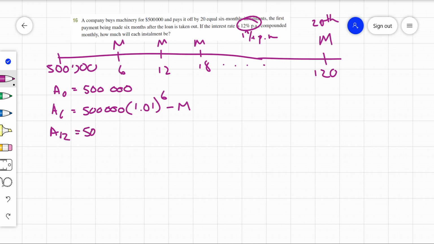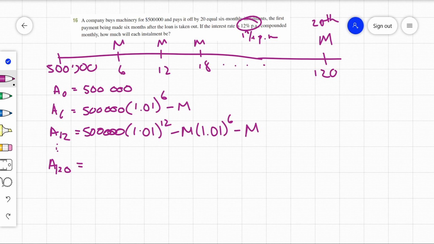So now that 500,000 has gone up to the power of 12 months of interest. This M has been in for 6 months, so it's bumped up by the interest, and then we pay another repayment. So this happens every 6 months until we get to the 20th payment, which is the 120th month. So in the 120th month, that 500,000 has now been in for 120 months.